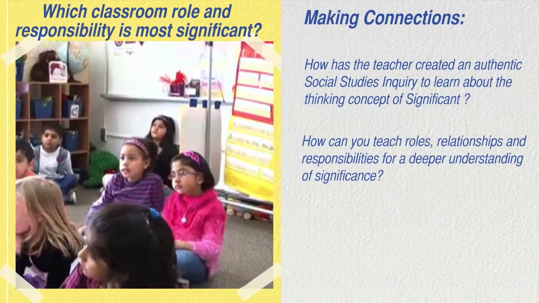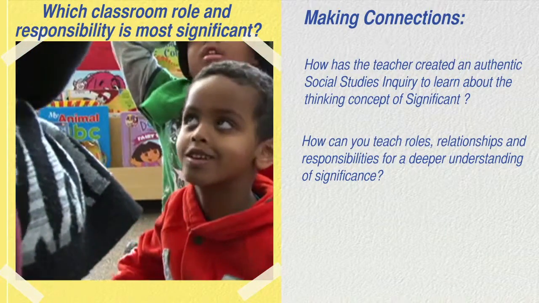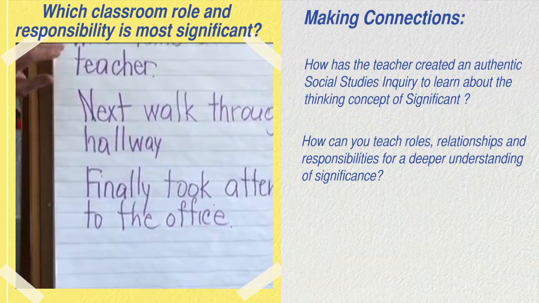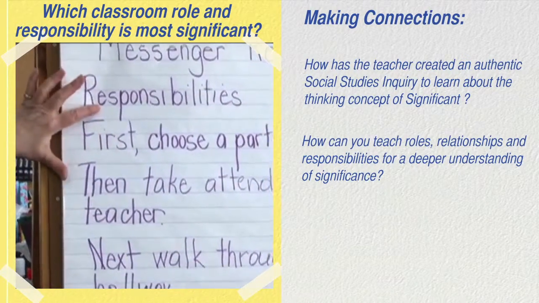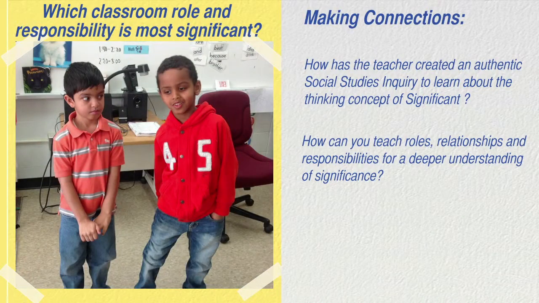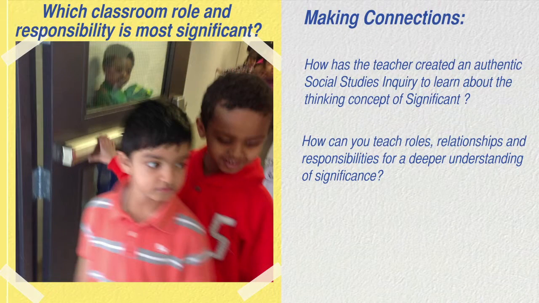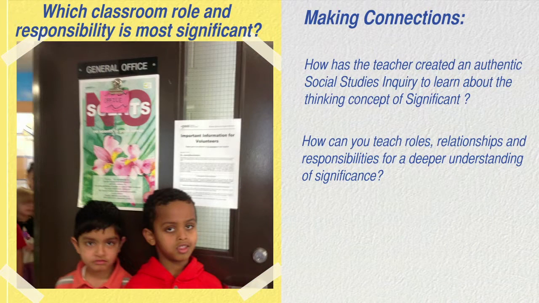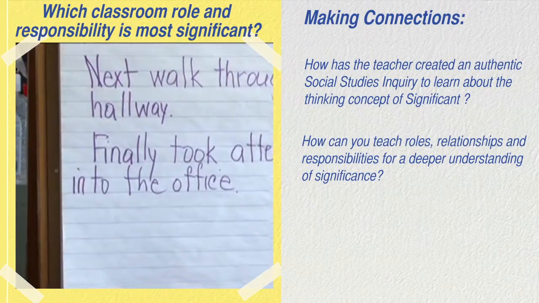Go in the hallways. What was the last thing? We went in the office. I'm going to read this to you. Okay, it says messenger role. Responsibilities. First, choose a partner. Then take attendance from the teacher. Next, walk through the hallway. These are all sentences, so I need a period. Finally, take attendance into the office.